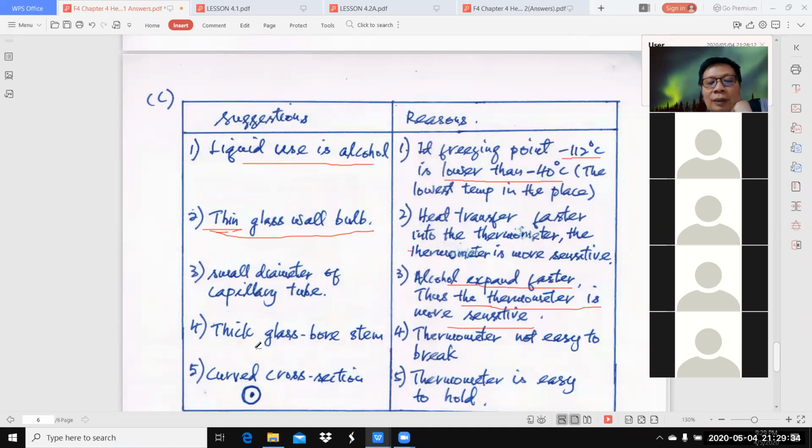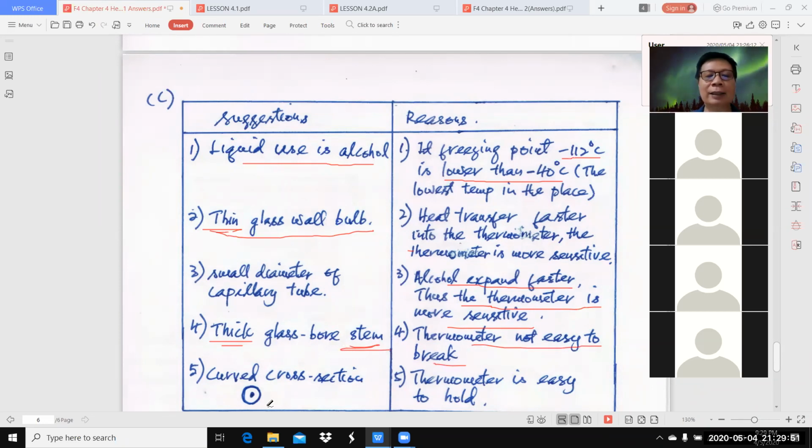And 4th, thick glass stem. The stem is the body, it must be thick. The reason is the thermometer is not easy to break. The thermometer is not easy to break because the body is very strong, very thick, right?